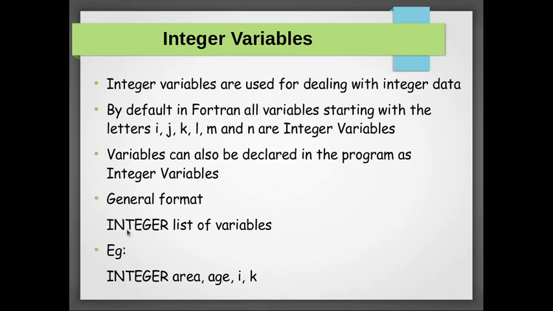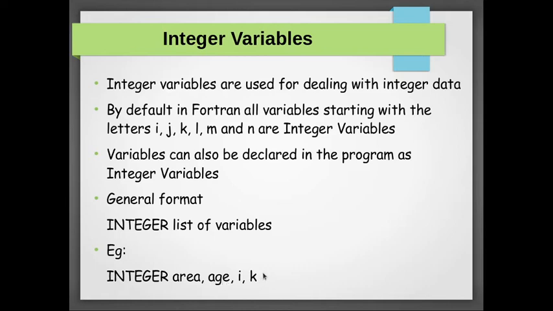General format: integer, list of variables. Integer is the declarative statement, then the list of variables that you want to be integer kind of variables. So integer, I can declare area, age, IK. That simply means area is a variable which will store integer kind of data. Age, by default it is not integer, but overriding the default I am declaring it.